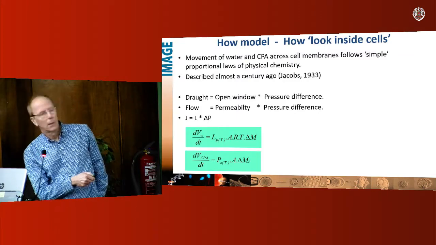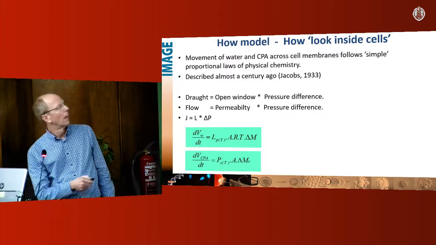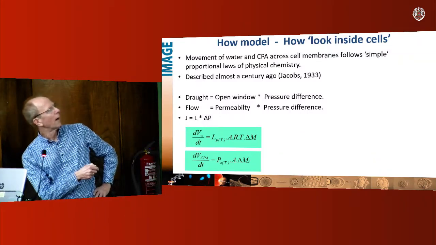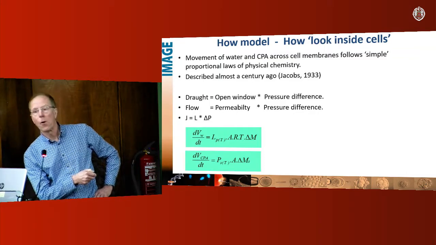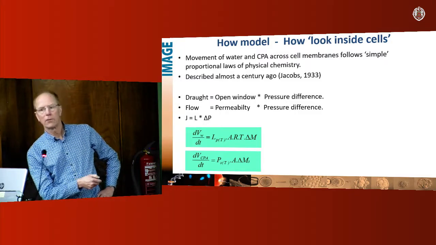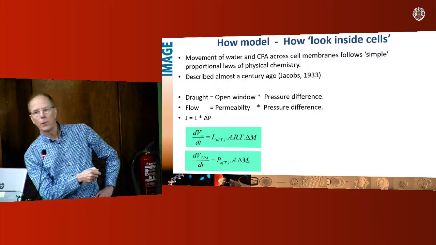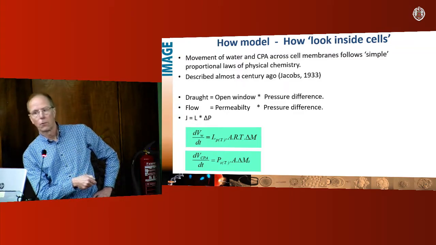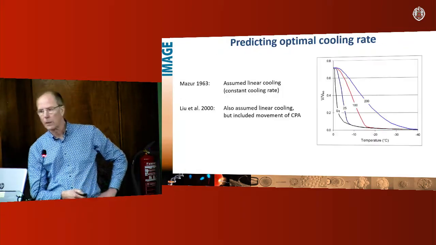What these formulae do is they simply do the same as if I would open a window here. I would get a flow of air, and this flow of air is equal to how far I have opened the window multiplied with the pressure difference of the air. So that's how simple these equations are. In other words, the flow is equal to the openness of the membrane, the permeability, multiplied with the pressure difference for water or the pressure difference for cryoprotectant. So they're really very simple equations.